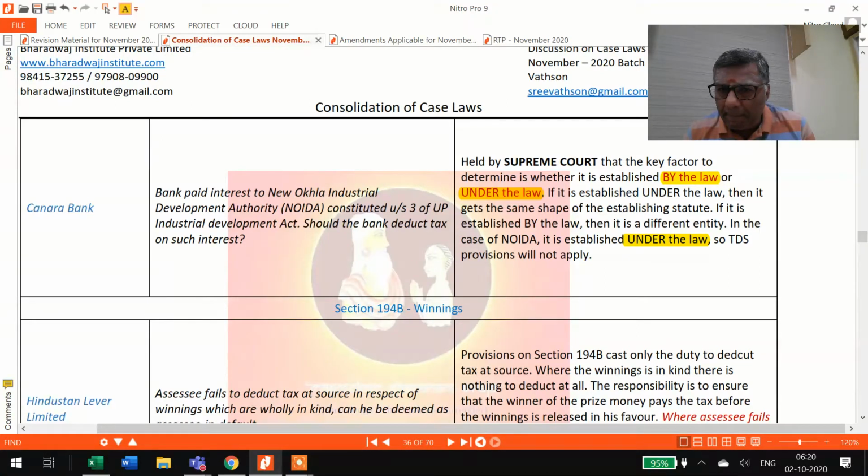If it is established by the law, then TDS will not apply, right? Will apply, no? Companies Act.